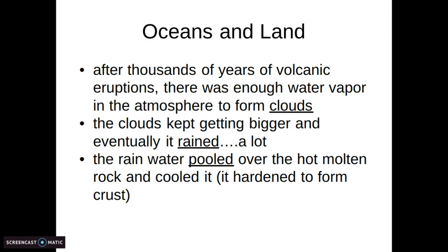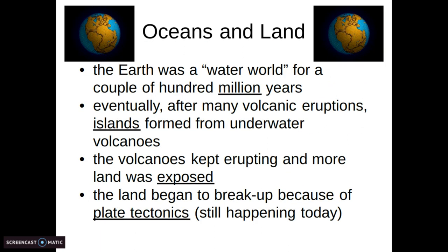So the rainwater pooled over the molten rock and cooled it and helped it harden to form crust as well. So that's how we end up getting the oceans. For a couple hundred million years, Earth was essentially a water world covered with this rainwater that had fallen from the clouds that were formed from the volcanoes.